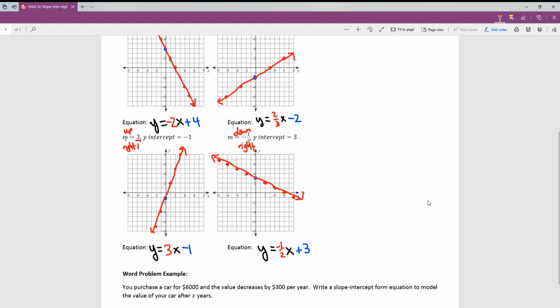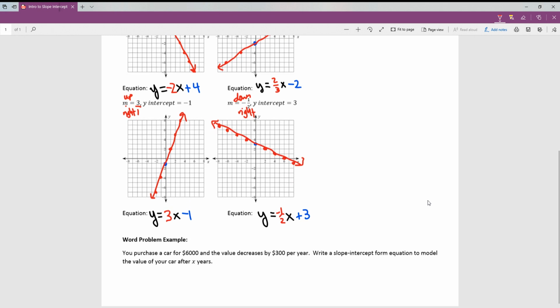You'll also see a few word problems. On these word problems, you don't need to make a graph. All you need to do is write an equation. Equations are still going to be slope-intercept form. You just have to interpret what's going on to figure out what goes where. So: you purchase a car for $6,000 and the value decreases by $300 per year. Write a slope-intercept form equation to model the value of your car after x years.